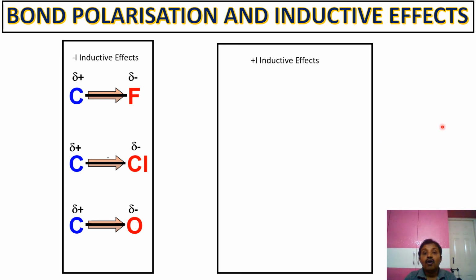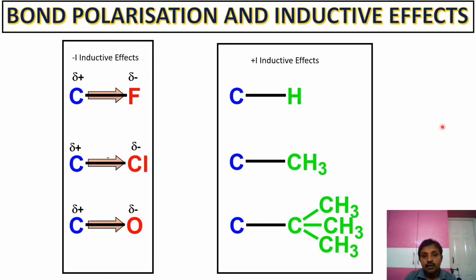Now, let us talk about the positive inductive effect. In the positive inductive effect, electron releasing groups are present; due to the presence of electron releasing groups, the positive inductive effect is formed. Here, compared to carbon, hydrogen is more electropositive, that is, carbon is more electronegative. Due to the increase in the number of hydrogen atoms, the group becomes more electropositive and carbon becomes more electronegative. So as the number of hydrogen atoms increases, the electropositivity increases compared to this carbon atom.